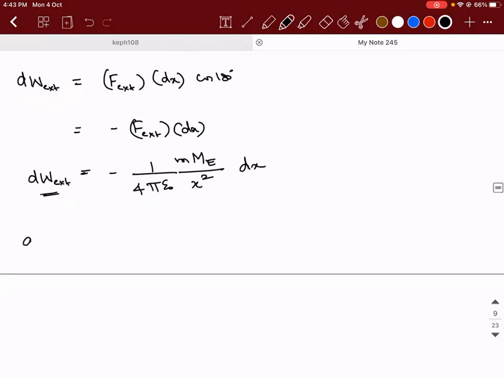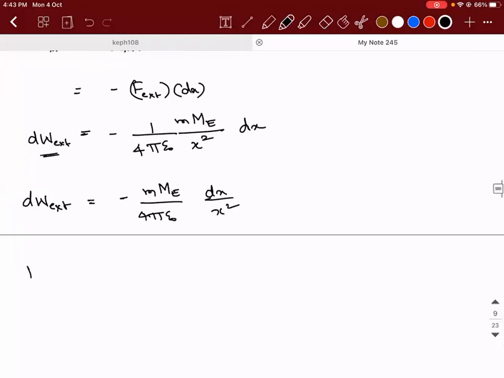Is equal to minus small m into capital ME divided by 4 pi epsilon naught into dx divided by x square. So for the total external work done, we need to integrate it. Integral of, wait, I forgot something. Hey, wait. Sorry.